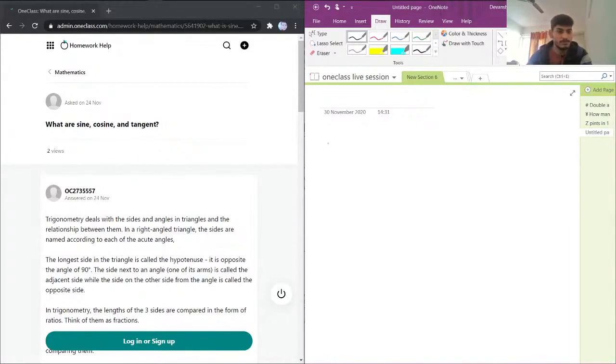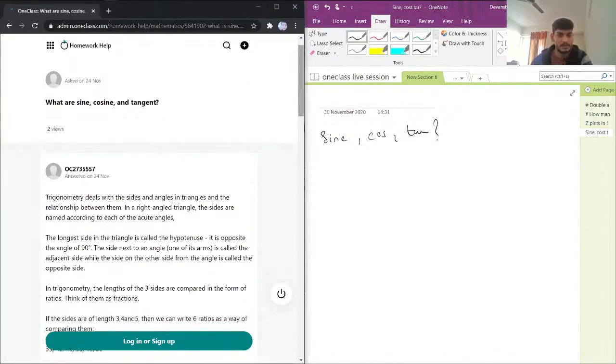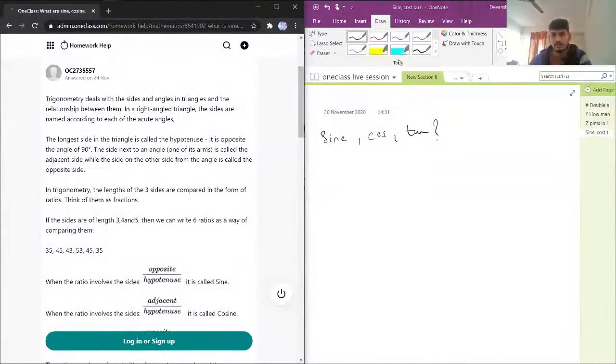So what are sine, cosine, and tangent? Sine, cosine, and tangent. Let me go through this. So basically, this was question number 1, 2, 3, 4.